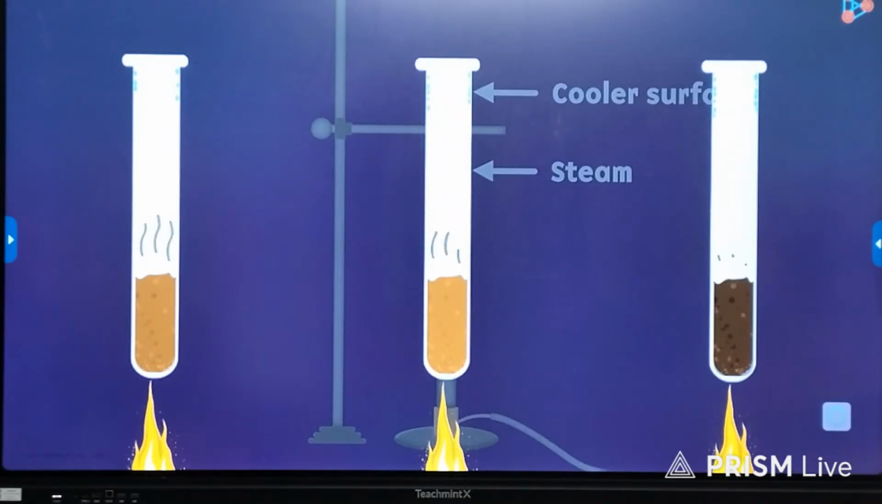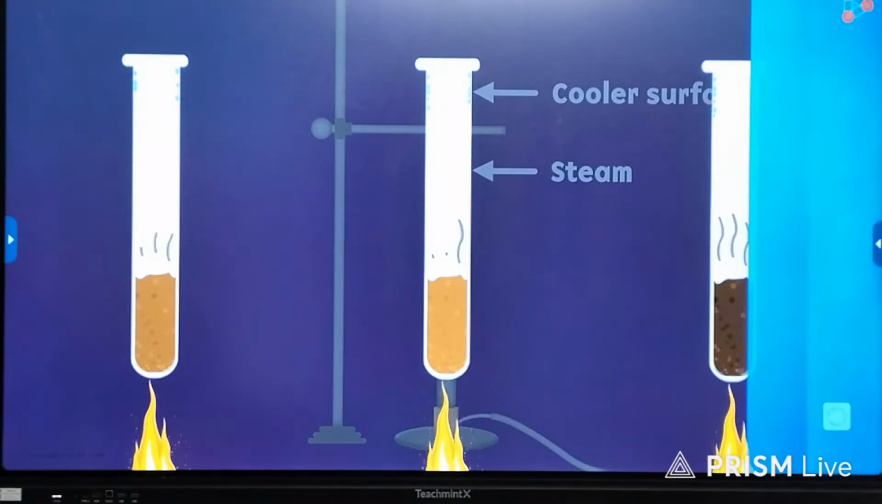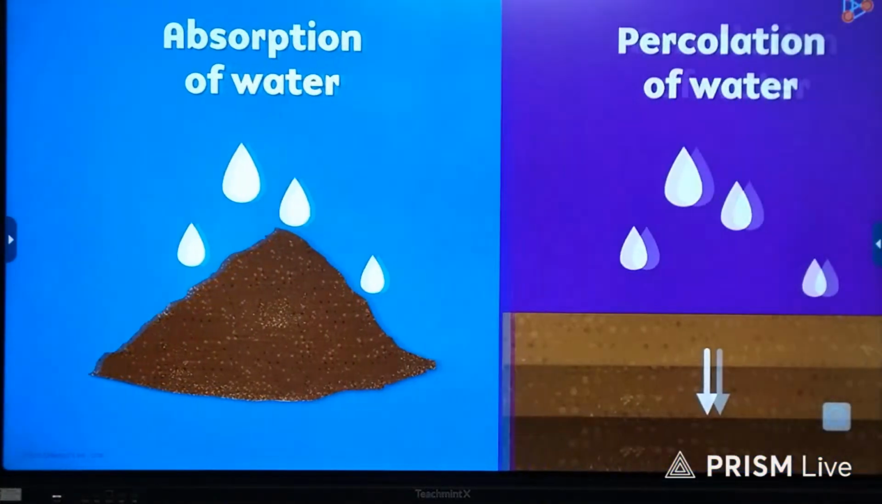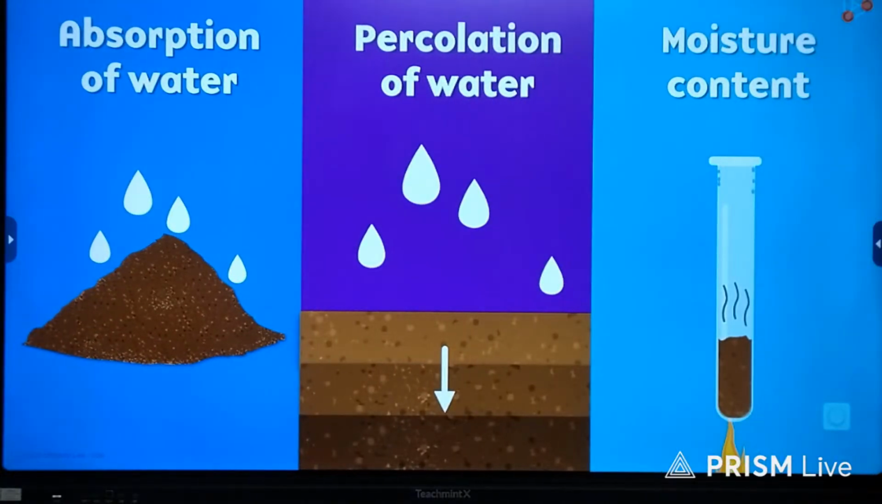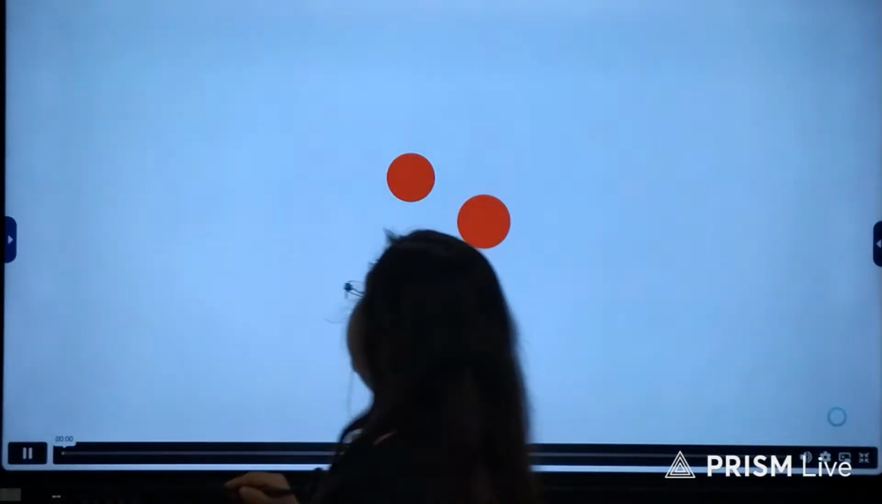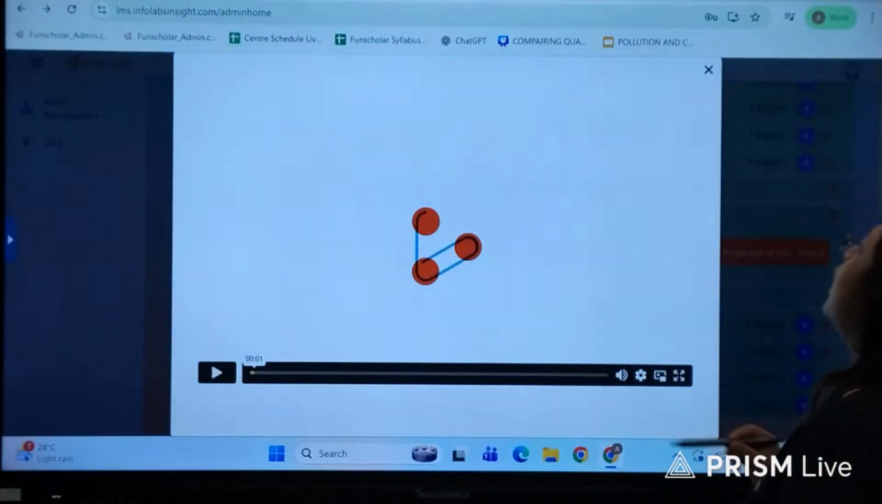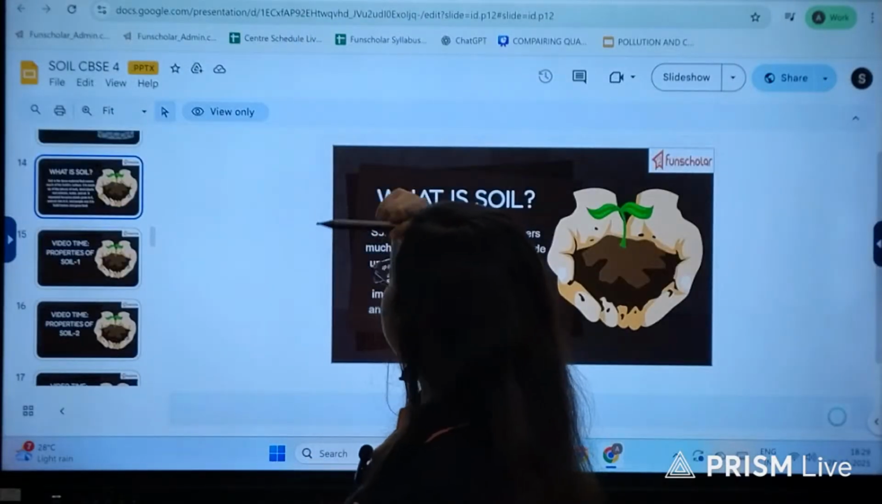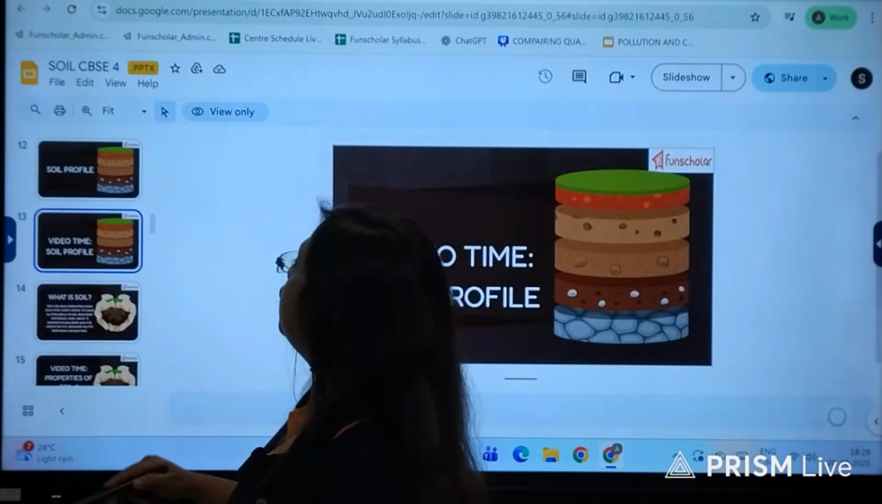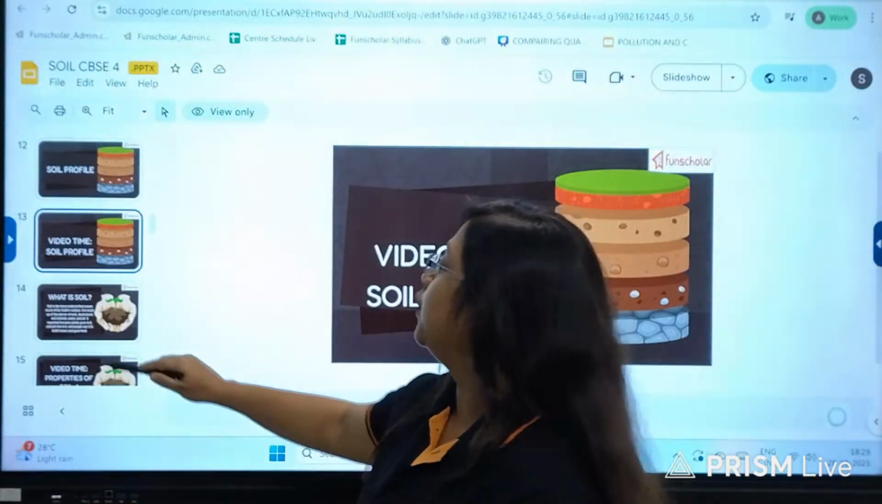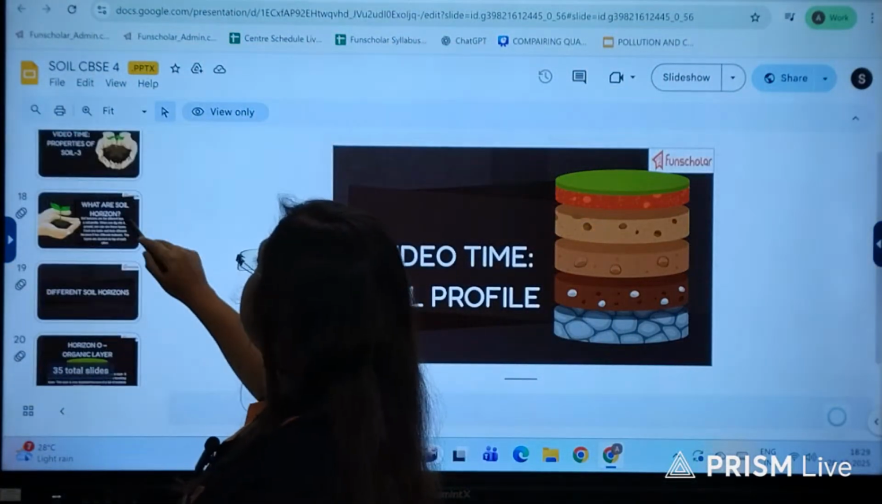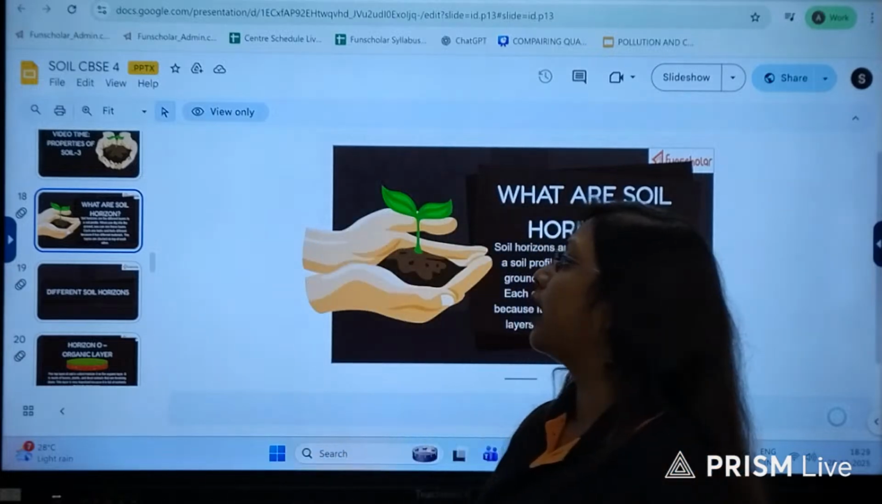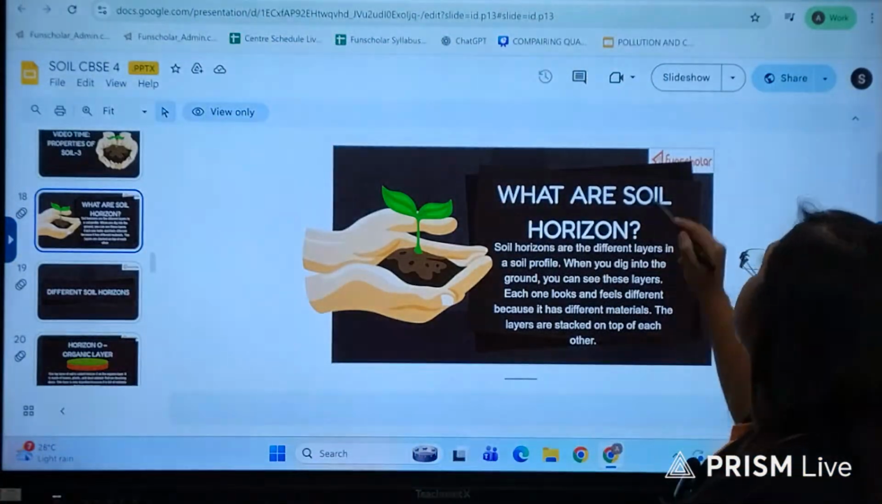With this, we come to the end of properties of soil. We have learned absorption of water, percolation of water, and the moisture content in the soil. So we have learned different properties of soil. Next, we are going to watch that soil profile video. After that, we will start with what is soil horizon. Just have a brief introduction.